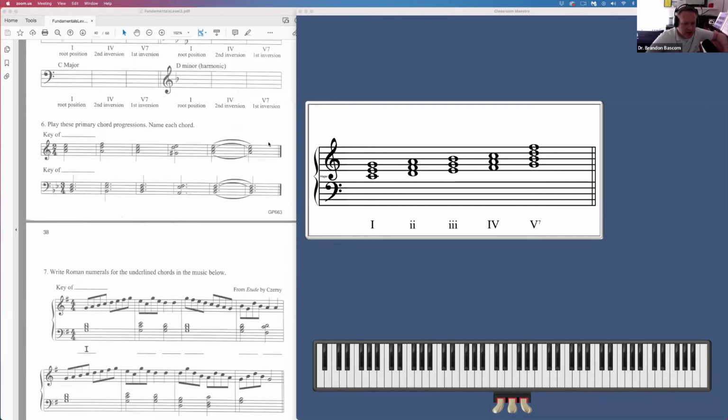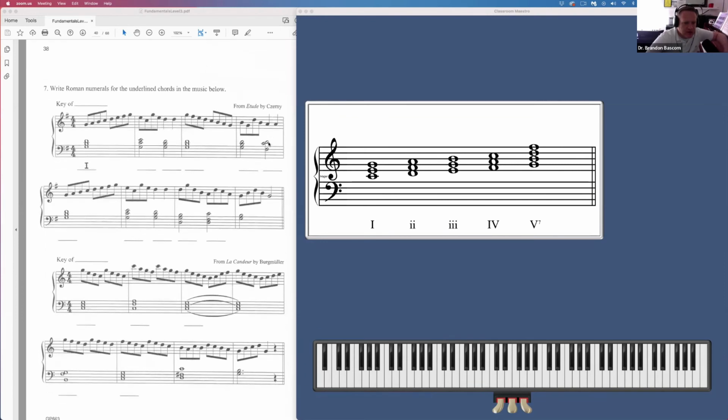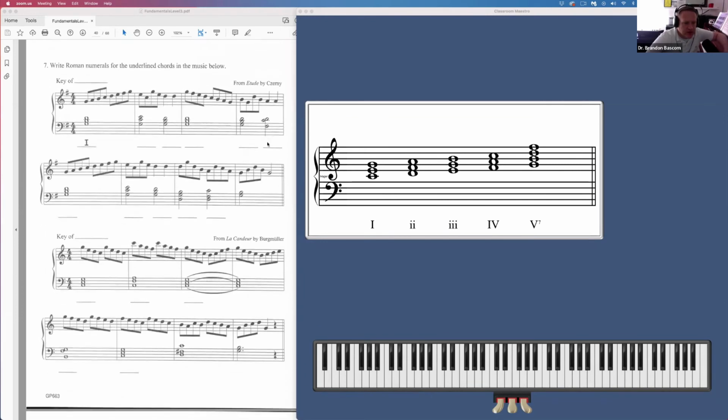On page 38, we're identifying the chords in the musical examples. We're identifying the key and just these chords. The right-hand notes support your analysis, but you don't really need to take them into consideration for this example. So we're identifying these chords, and that's it.